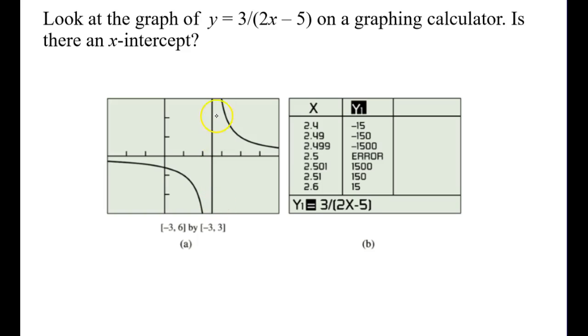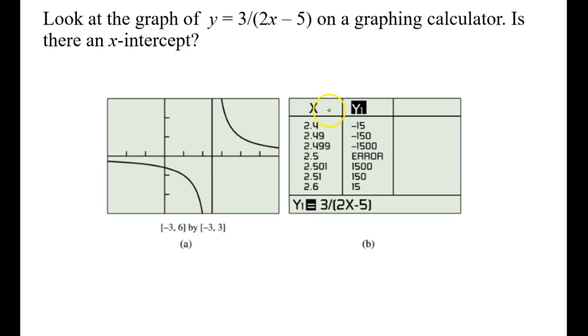Some of you are going to see this vertical line, others will not. This vertical line represents the vertical asymptote for this function. It's actually not a part of the graph of y equals 3 divided by 2x minus 5 at all. So when we're trying to determine if there's an x-intercept, at this point where it crosses the x-axis, this is not a part of our function, so this is not an x-intercept. This is simply the line for the vertical asymptote for this function.